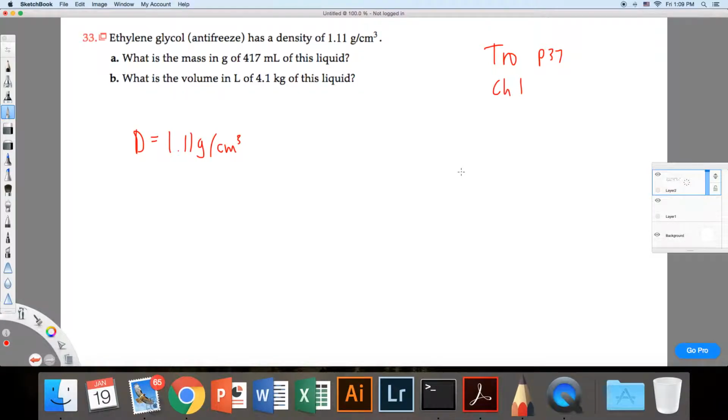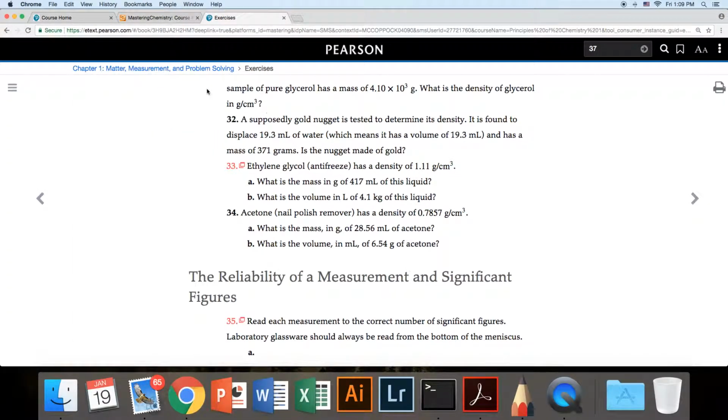Okay, so first thing I'm going to do is say the mass in grams. I know the density is in grams per cubic centimeter, because I got to have grams on top. And I'm given 417 mL. So I have to do a conversion here which gets rid of mL and cubic centimeters, because grams is my answer. So I have to go look that up.